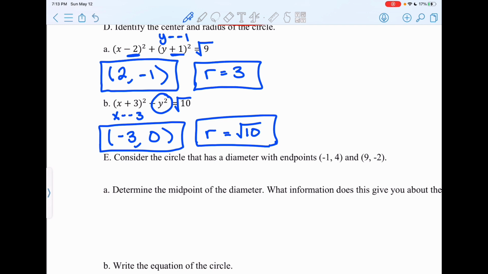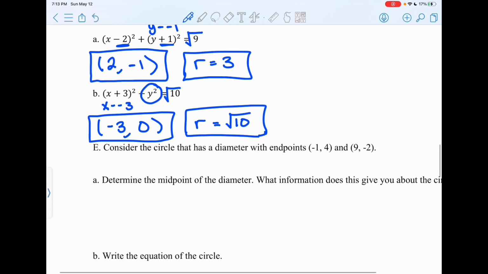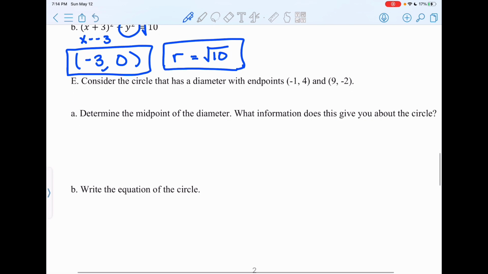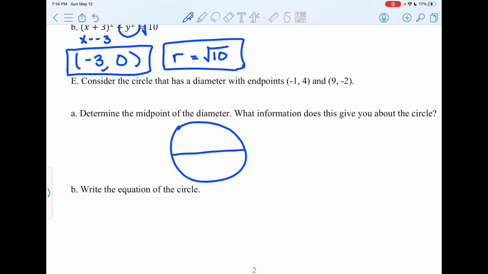Let's move on to try something a little bit more challenging. In E, it says, consider the circle that has a diameter with endpoints negative 1, 4, and 9, negative 2. So if I draw a circle, a diameter has to go through the center, and it says the endpoints are negative 1, 4, and 9, negative 2. Determine the midpoint of the diameter.